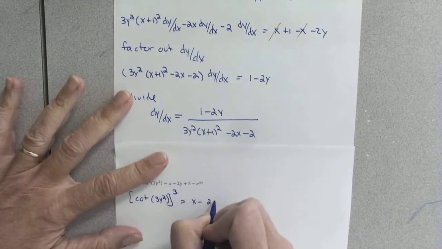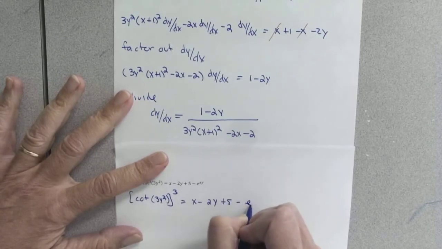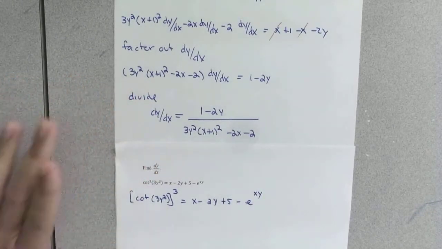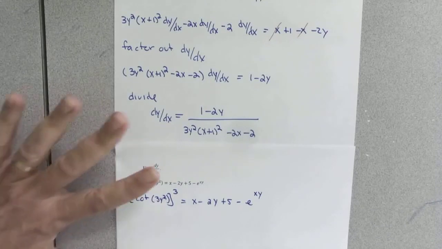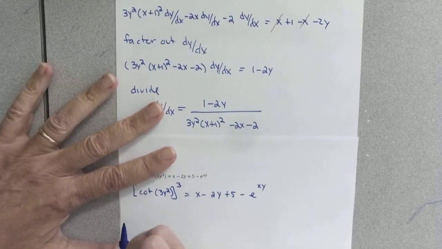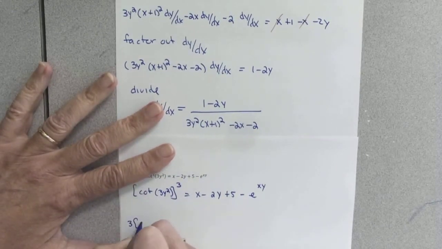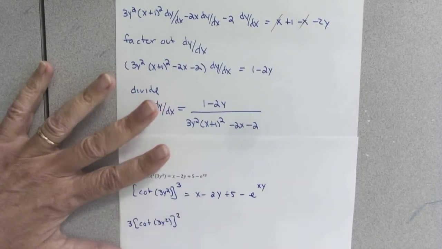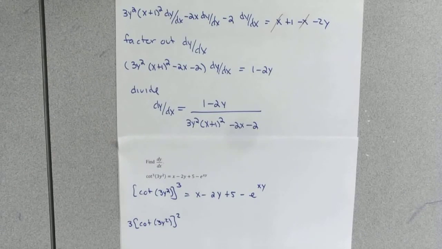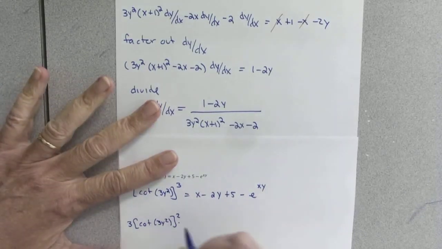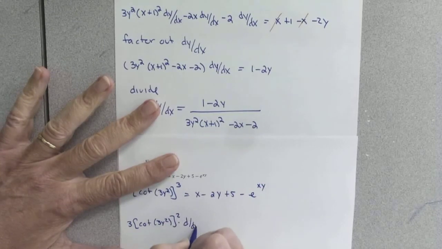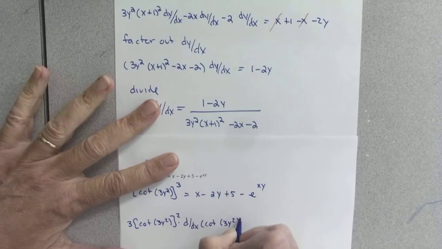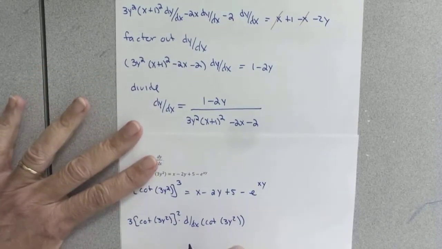Then x minus 2y plus 5 minus e to the xy. So let's start my calculus step. Chain rule here. Start on the outside. Multiply by the exponent. Decrease the exponent by 1. Then chain rule times the derivative of the inside. And we'll take it step by step, so we'll come back and do that on the next step.